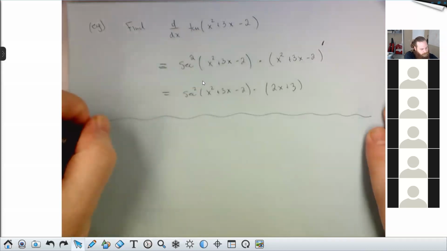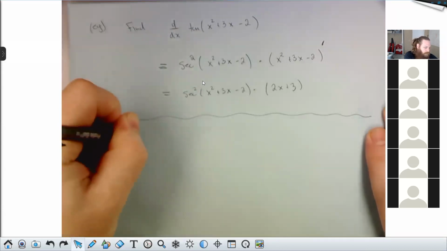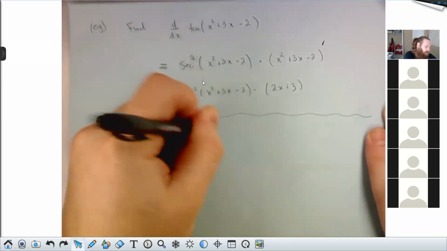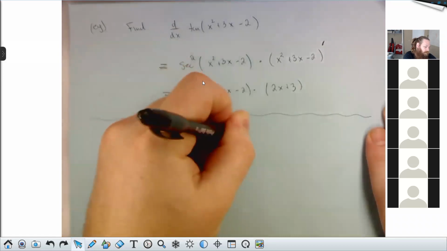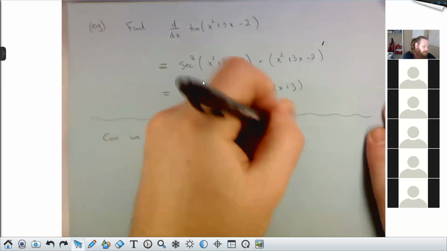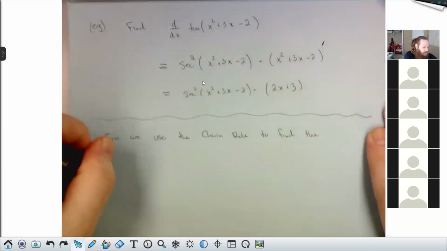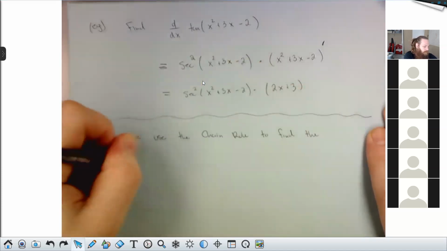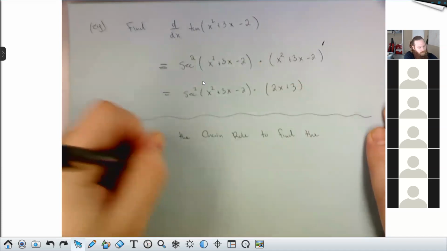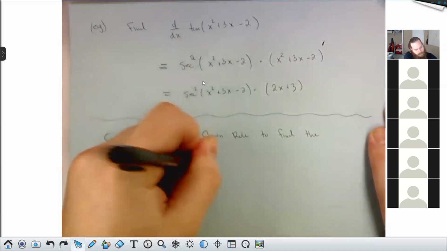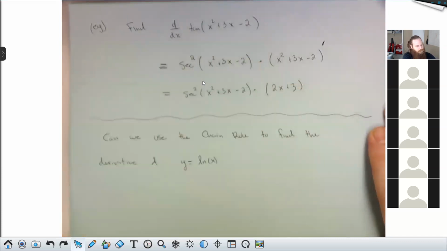So, can we use the chain rule to find the derivative of y equals ln x?